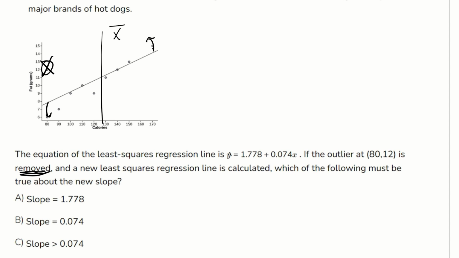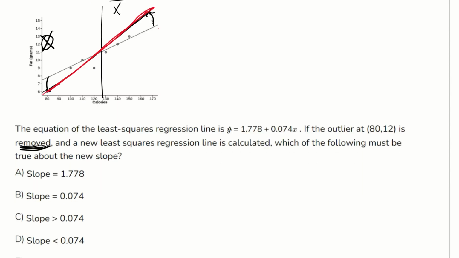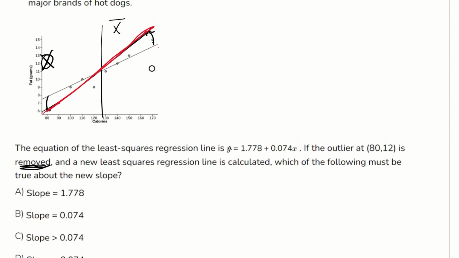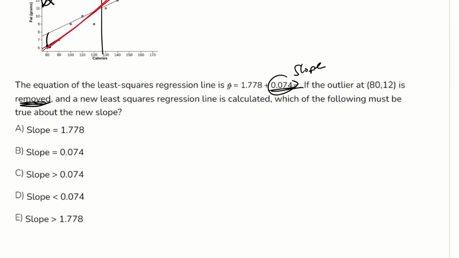And so what that's going to do is make the y-intercept decrease, right? And let me put this in red, the new one, it's going to make this right side go up. And so that's going to tend to increase the slope. So it's going to make it steeper. So it's going to be greater than what you would say? Well, this is the slope originally. So the new slope is going to be bigger than that. So the answer here has to be C.